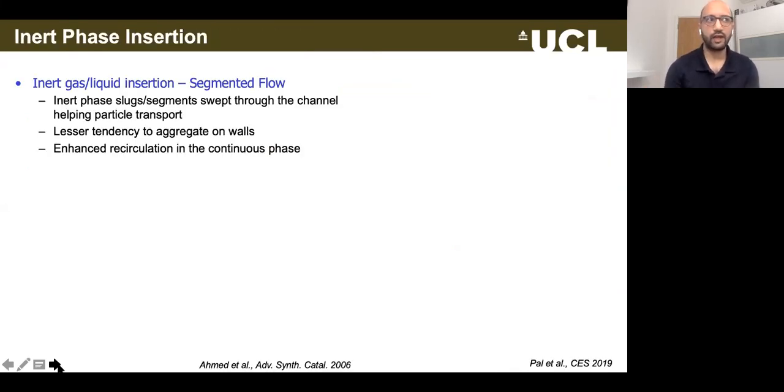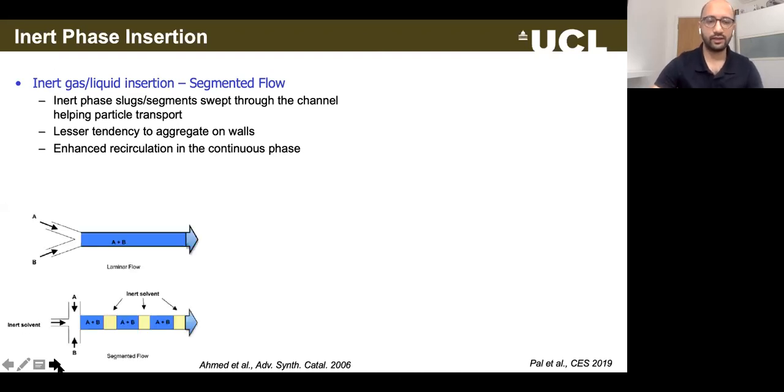And the next type of strategy is the inert phase insertion. From a single phase process, if we insert an inert liquid phase or inert gas phase, the flow basically becomes segmented. So in this picture, we see a laminar flow, which is a single phase flow. If we insert an inert solvent, which could be a gas or a liquid, it basically segments the flow into different sections.